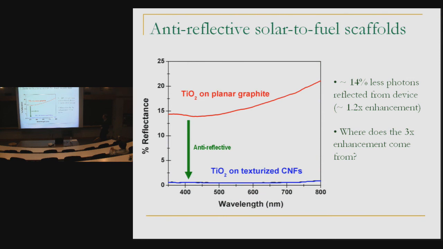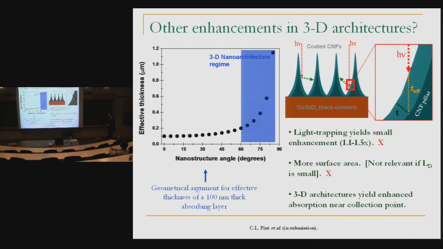I measured the reflectance of these structures to determine what role the reflectivity plays in the enhancement to these devices. It turns out that in the region where titanium oxide will be absorbing, you're getting an extra maybe 14% photons absorbed into the anti-reflective device architecture. Now, the really neat thing, though, is that these three-dimensional texturized carbon nanofibers are by all means completely anti-reflective, which is kind of fun. They're about 0.4% reflective. But if that's only giving me a 1.2x enhancement due to 14% more photons, where does the 3x enhancement come from? And that's a question that I got into.